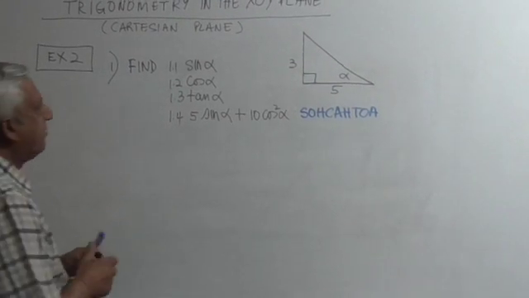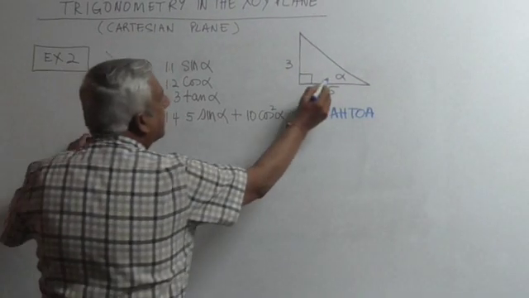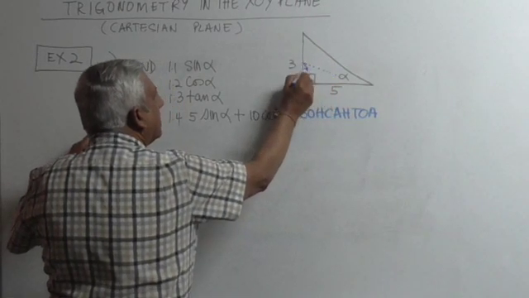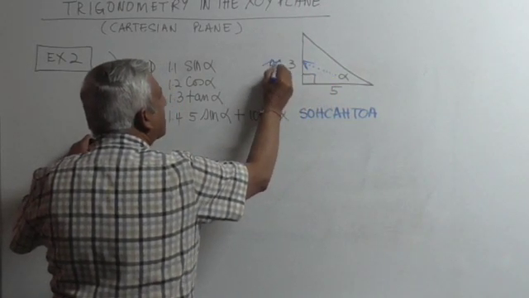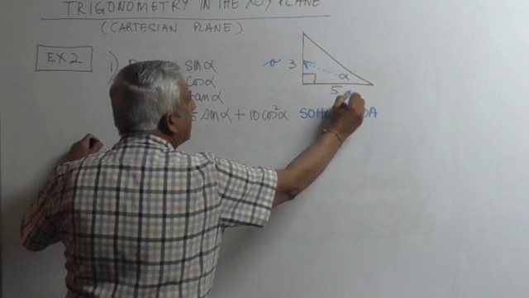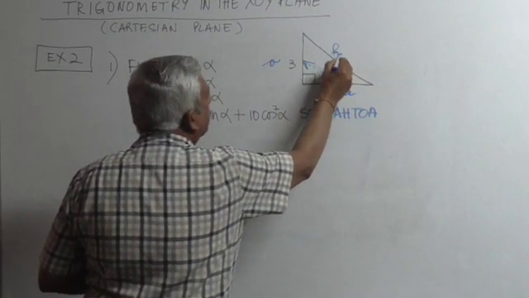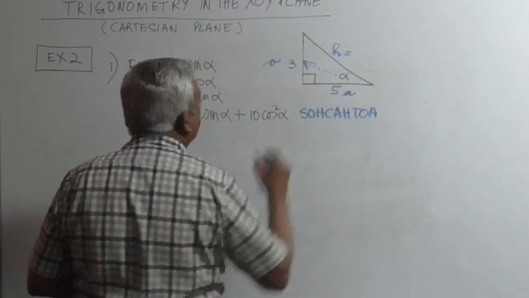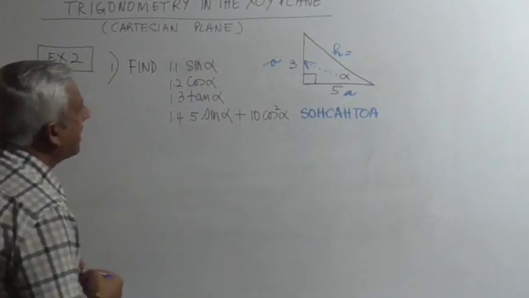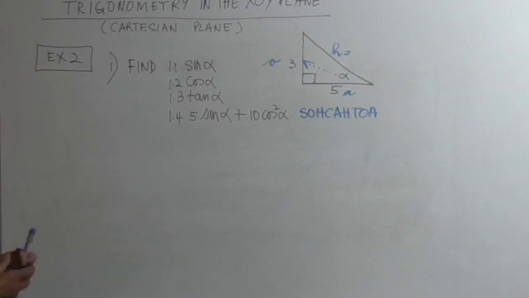And because we're looking for alpha, this is the opposite side, this is the adjacent side, and that is the hypotenuse. And we don't know what the hypotenuse is, so we will have to calculate it. So we will calculate the hypotenuse first.